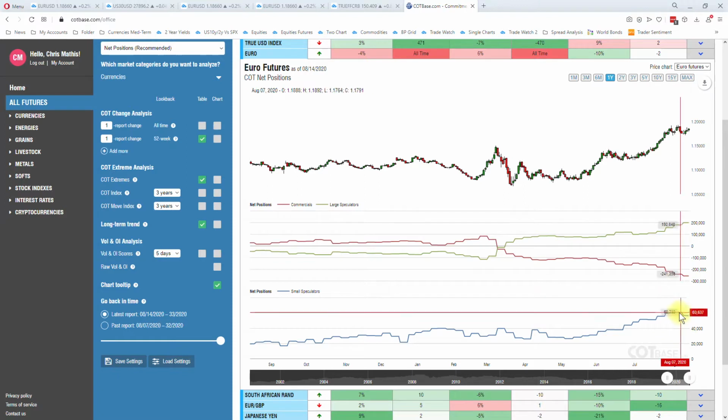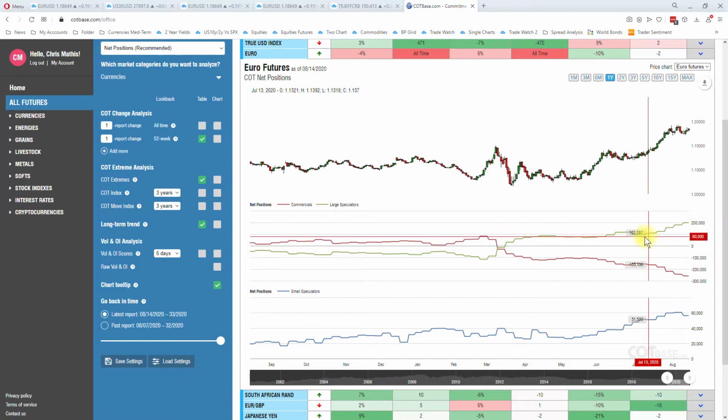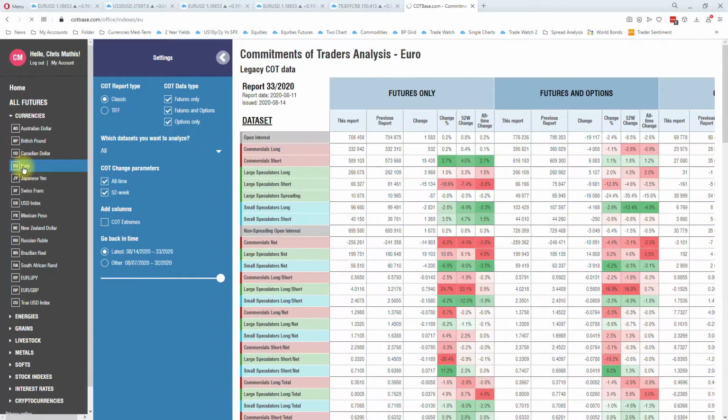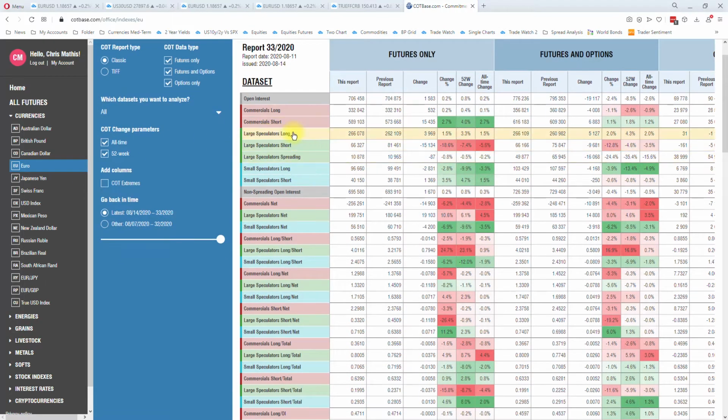And just this week, we saw the small speculators start to bow out of the longs. These were at all-time levels as well on the previous report. So if you look at this, you might just assume, okay, folks are still buying the euro. What we want to do is actually go into the data whenever we see this, and look at what's actually happening here.